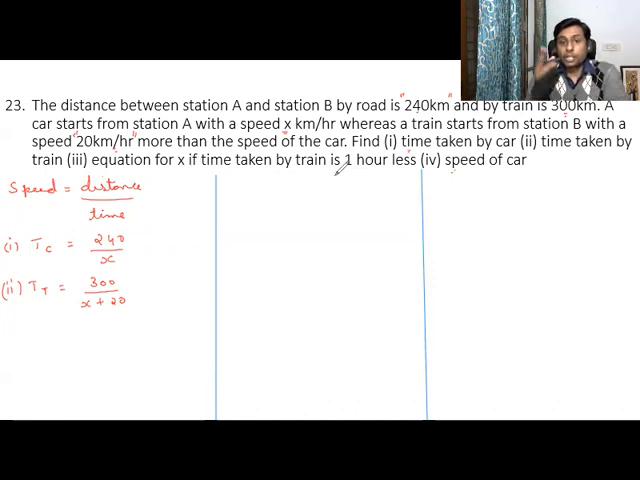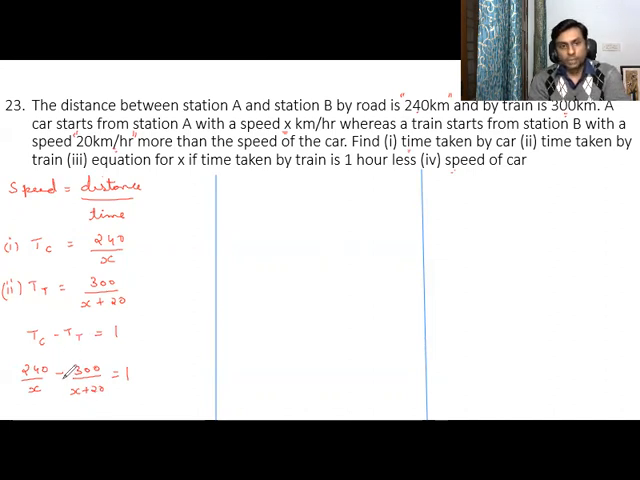Time taken by train is 1 hour less. So if car takes 20 hours, train will take 19 hours. That is, you subtract those two numbers, you should get 1. So time taken by car minus time taken by train is 1 hour. Substitute now. Time taken by car 240 by x minus time taken by train 300 by x plus 20 is 1. If I take the LCM, I can get a quadratic equation for x.